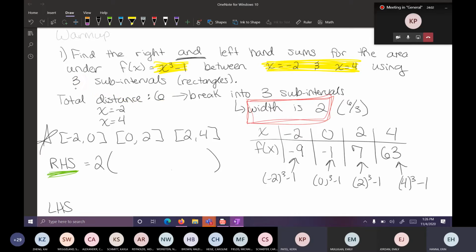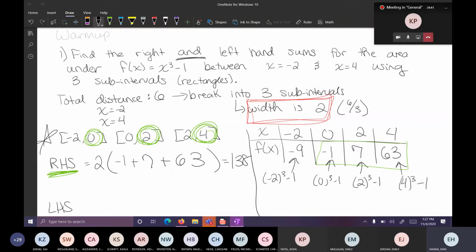Let me try to unhighlight some of these. So what am I doing? Right-hand side sum. That means that the lengths are going to come from the y values of the right-hand side of these kind of intervals that we're breaking it up into. So we're going to use -1, 7, and 63 in this case. So we have -1 plus 7 plus 63. So again, you could do this as 2 times -1 plus 2 times 7 plus 2 times 63, or you can put the 2 on the outside. This gives you 138.